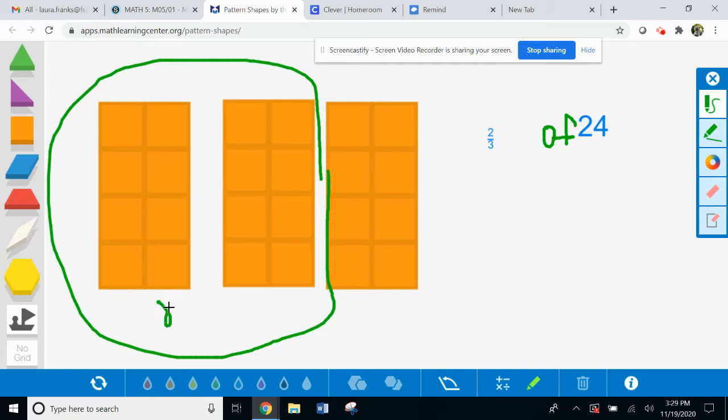So I would add my 8 plus my 8 equals 16. So 16 would be 2/3 of 24. After I divided my 24 into 3 groups, circled my 2, and then I just added them together.